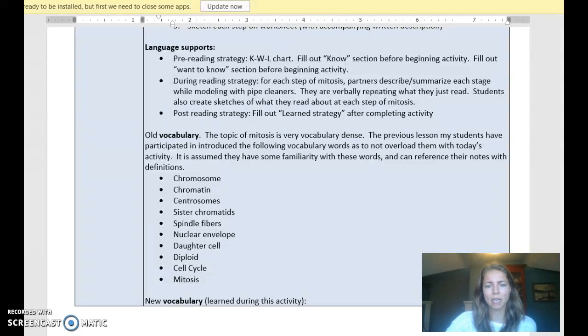And my during reading strategy, there's a couple. So at each step of mitosis, the partners are going to be describing and summarizing while modeling with the pipe cleaners. So that's just using summarizing and description and oral communication as kind of a during reading strategy. And then also they're going to create sketches, so drawing what they're reading while they're doing the activity. And then the post-reading strategy would be to fill out the learn section of the KWL chart, and that's also going to be as a class, similar to how we started the activity.